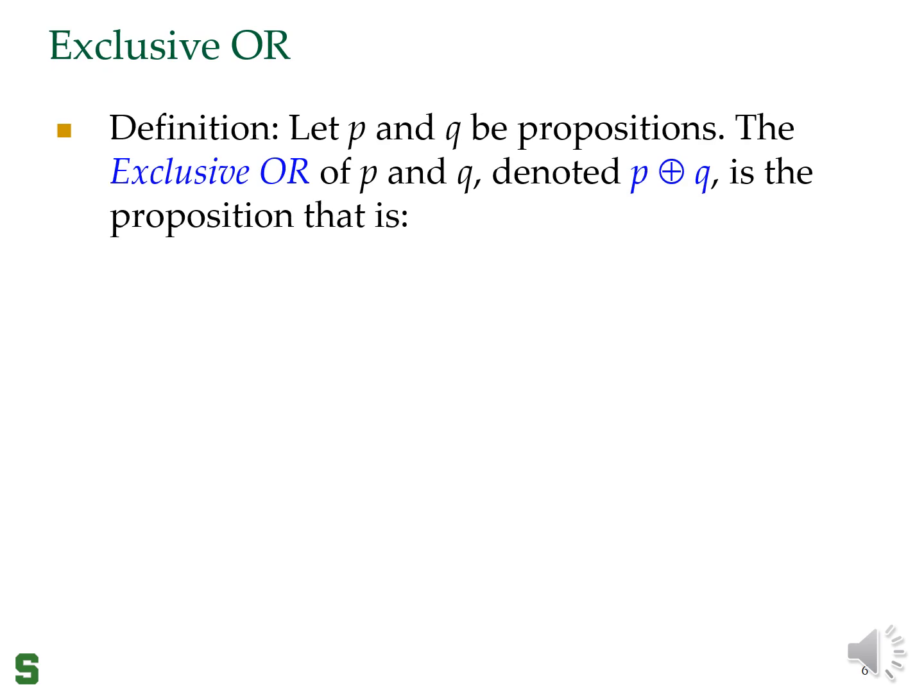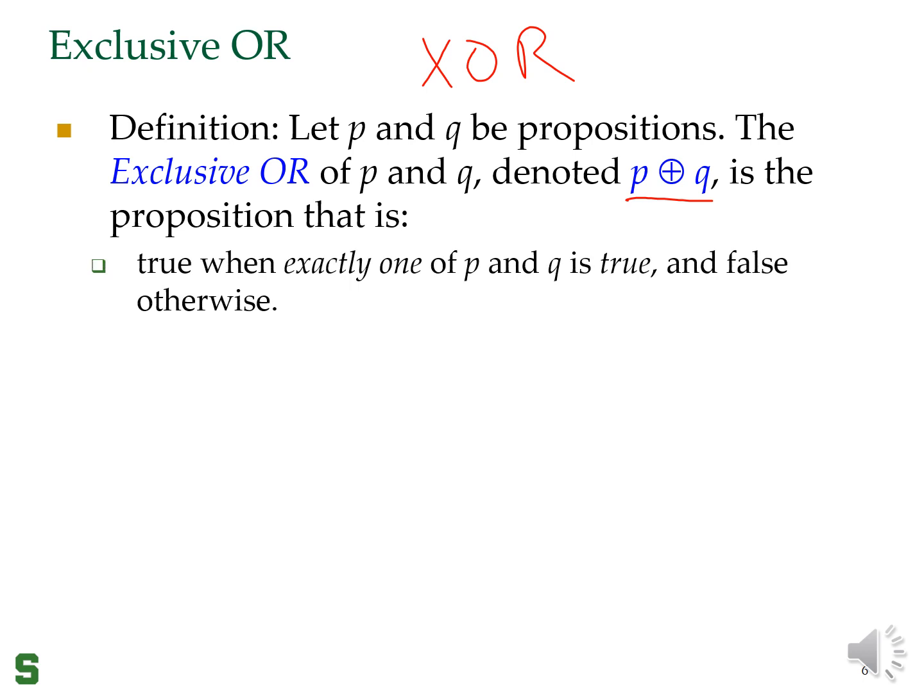We can also define exclusive OR. So here we have the operator P exclusive OR Q, or we often call it P XOR Q. And we write this as P XOR Q, where XOR is the symbol with a circle around a plus sign. So this is a proposition that says it's true when exactly one of P and Q is true and it's false otherwise.